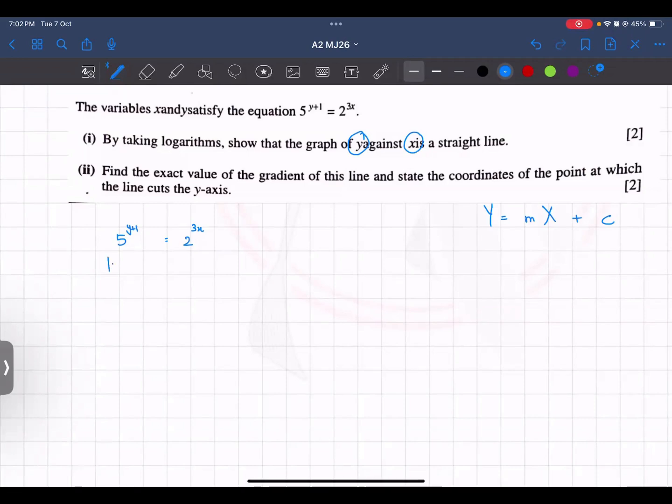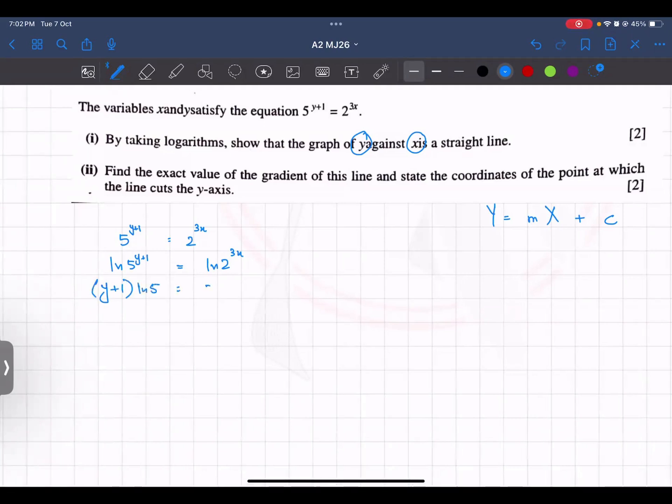So ln on both sides. So ln 5 to the power y plus 1 equals ln 2 to the power 3x. The y plus 1 would come down and multiply, and the 3x can come down and multiply.